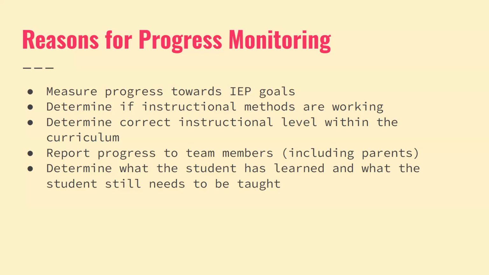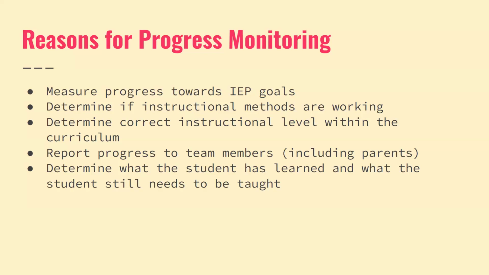For example, if a student is using a specialized reading program, such as the Wilson program, it is important for the teacher to be sure the methods are working and the student is making progress. If the student is not making progress, it might be time to try a different program or a different instructional method. Progress monitoring can also be helpful for determining if the correct instructional level is being used within the curriculum. Sometimes the student might actually be able to work above their grade level in a particular subject, like math.